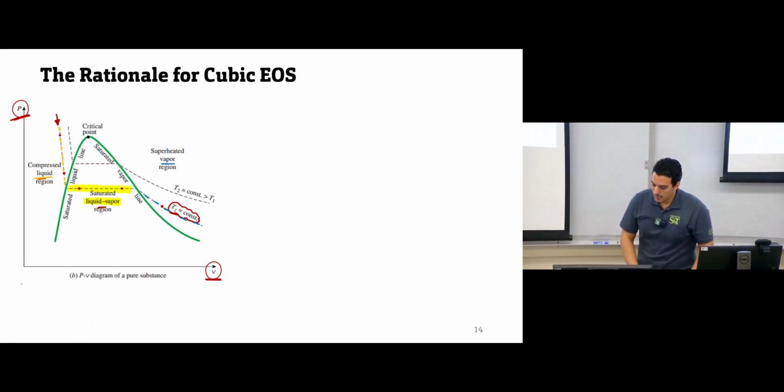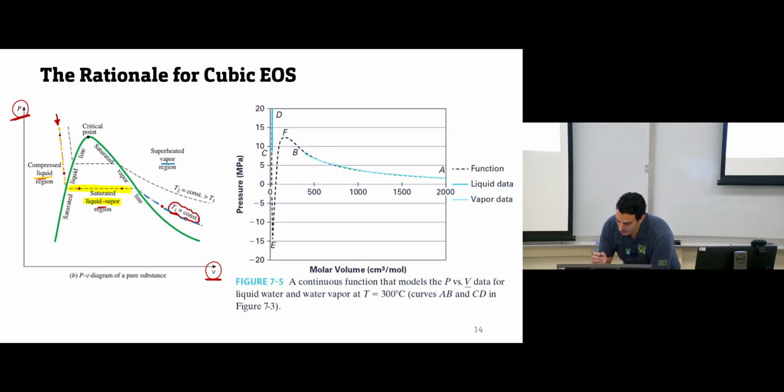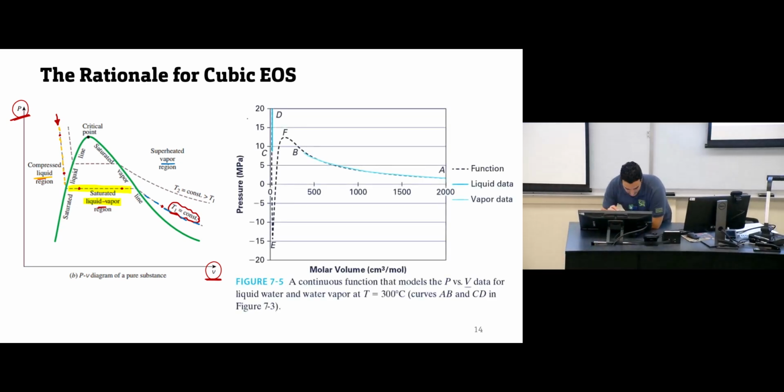So if we take one of these lines, let's use the same colors. Again, this line represents the liquid, and then we have a line here, this horizontal line, that represents the phase change, and then we have this line that represents the vapor.